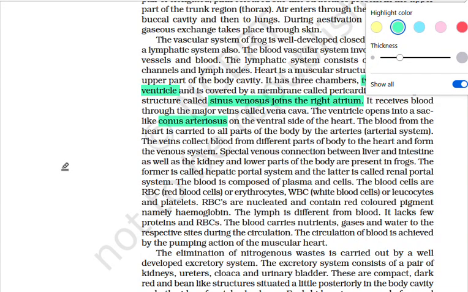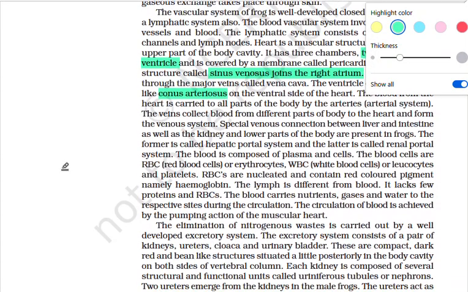Special venous connections between liver and intestine, as well as the kidney and lower parts of the body, are present in frogs. The former is called the hepatic portal system. It is the connection between liver and intestine. And the latter is called the renal portal system. In renal, it is between kidney and the lower parts of the body.